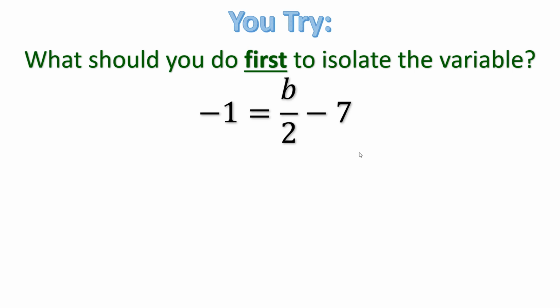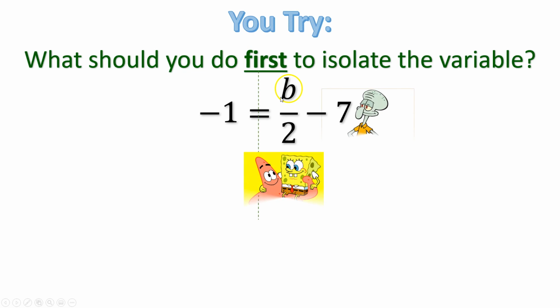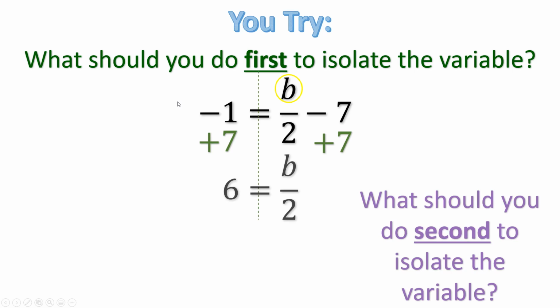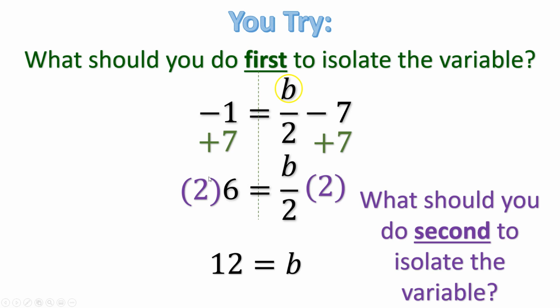What about this equation? Well, essentially, we have a 1/2 here because it's divided by 2. So in this case, this is SpongeBob and Patrick, and then we have our Squidward, and this is outside. This is the other side of the equals. So we want to undo the negative 7 with a plus 7 because this will become 0. Simplify, and then what do we do to isolate b? We would multiply by 2 because 2 divided by 2 is 1. So we'll get 1b, and then simplify it, and b equals 12.